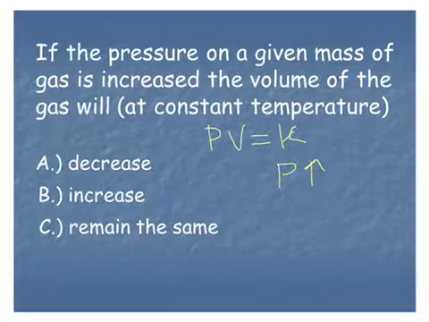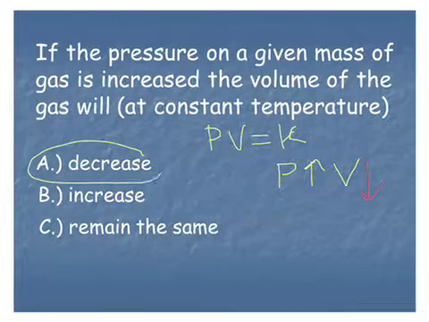So in order for this to work, we know that the volume must decrease, right? Because if P increases according to this equation, then the volume must decrease to maintain that constant. So our answer would be that if P is increasing, then the volume is going to be decreasing, right? If the pressure on a given mass is increased, the volume of the gas will decrease. Putting more pressure on it, we're compressing it, so it makes sense.